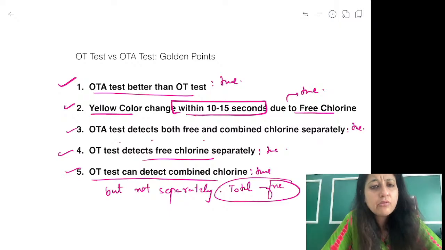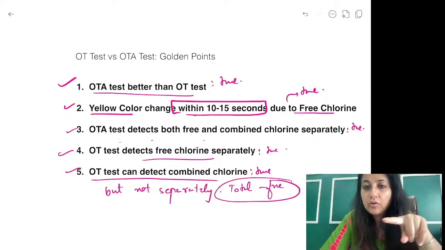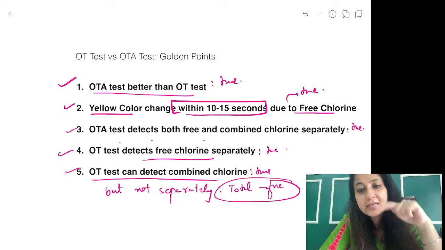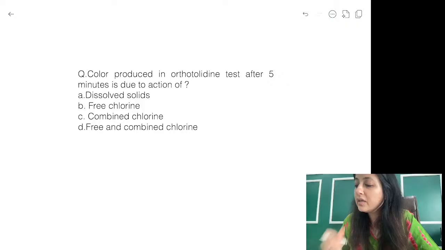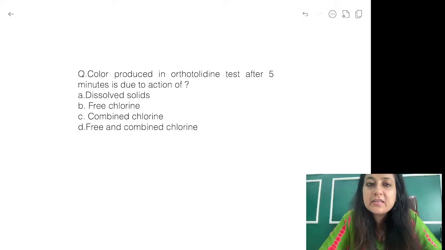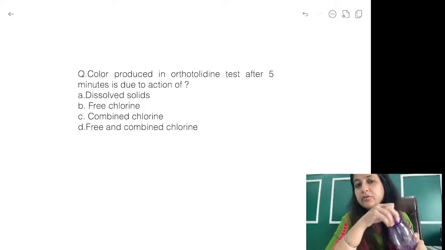If somebody asks you, can OT test detect combined chlorine? Yes, it can. But if somebody asks you, OT test can detect combined chlorine separately? No. If somebody asks you, OT test can detect combined chlorine? Yes. How? Total minus free. Chale? Okay. Color produced, already discussed. Quickly answer. Color produced in OT test after 5 minutes is due to action of.